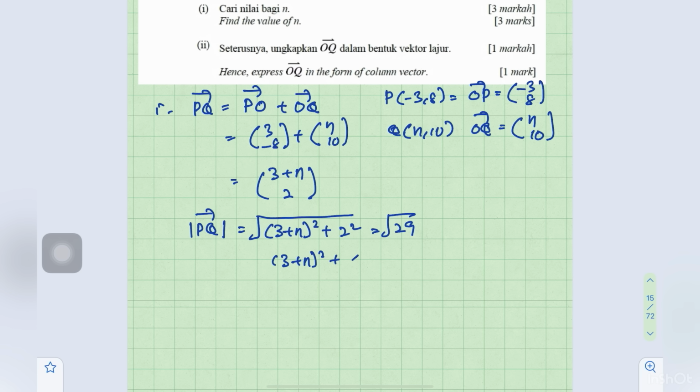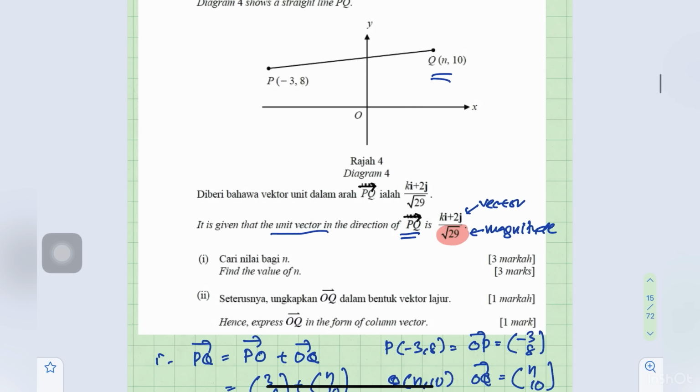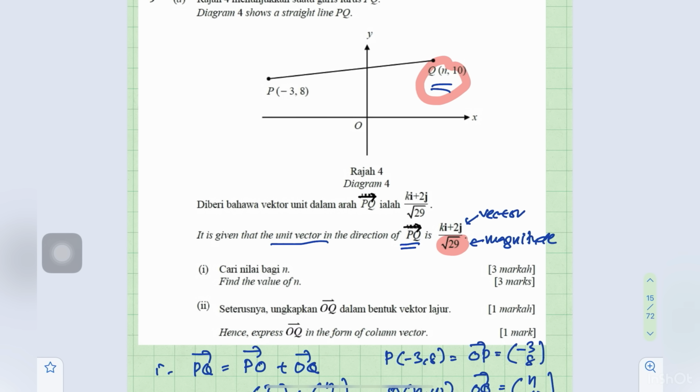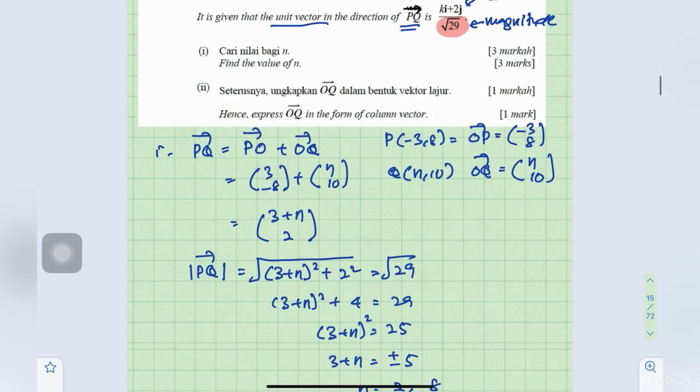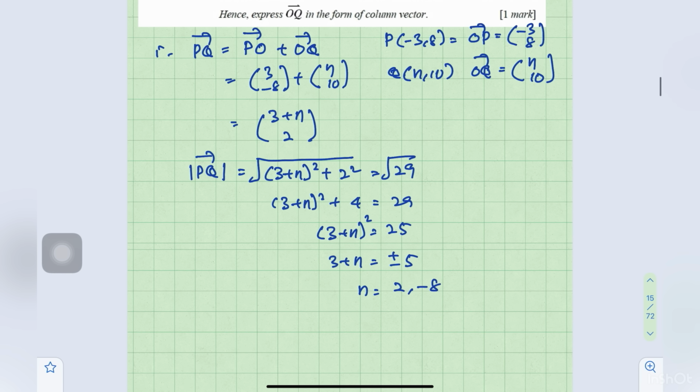plus n squared plus 4 equals 29. So (3 plus n) squared equals 25. So 3 plus n equals plus or minus 5. So n equals 5 minus 3, which is 2, or negative 5 minus 3, which is negative 8. Okay, but just now, n was here. So we must take the positive one. Therefore, n equals 2.